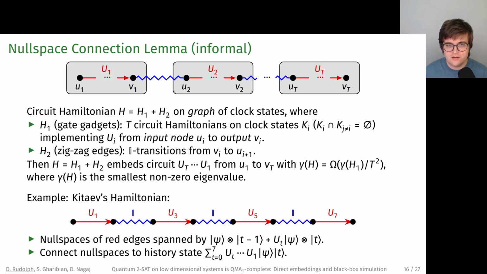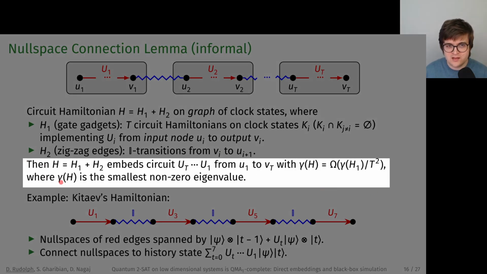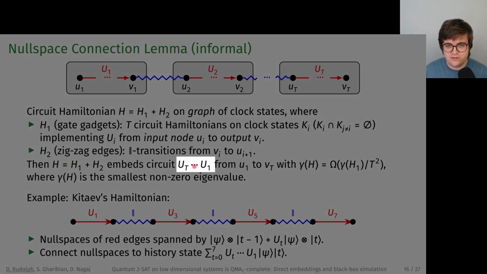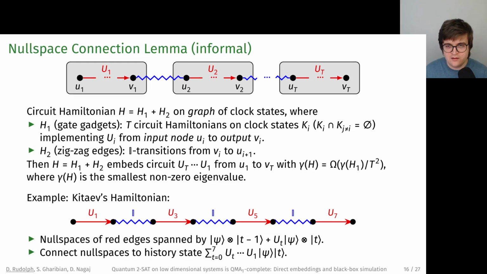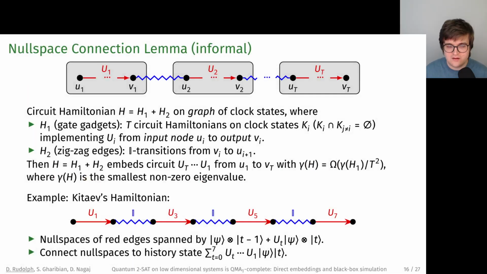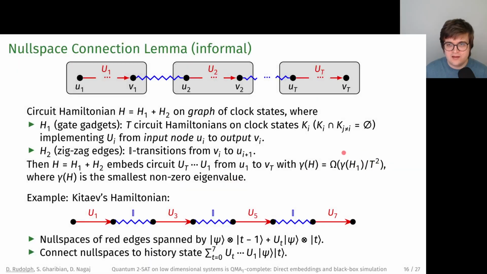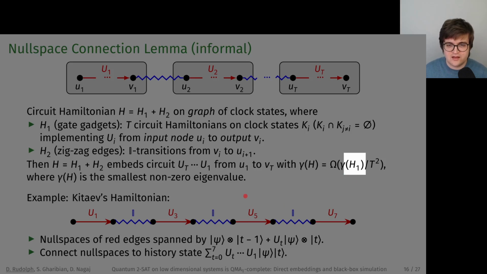And the zigzag edges are just identity transitions from V_i to U_{i+1}, and these are in H2. The main statement of this null space connection lemma is that if H1 and H2 have this form, then the total Hamiltonian embeds the circuit U1 to UT from input node U1 to output node VT. And the total Hamiltonian has a spectral gap. Recall that gamma of H is the smallest non-zero eigenvalue. This is a spectral gap of H1 over T squared, which is the number of gates. In our case, this is just a constant because these gadgets are constant.